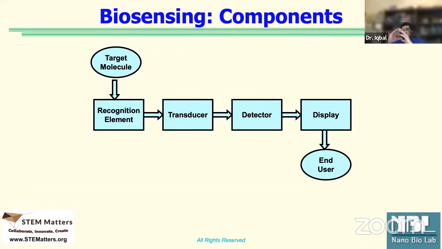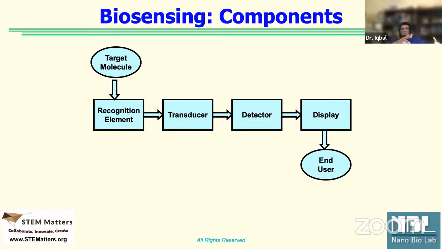Now, if I were to break it down as an engineer, that's how we do. So there are target molecules, there are recognition elements. There's transduction, there's a detector. And display is what our brain tells us to do, right? And then the end user is, we would move away from that toxic place or place where there's bad smell.